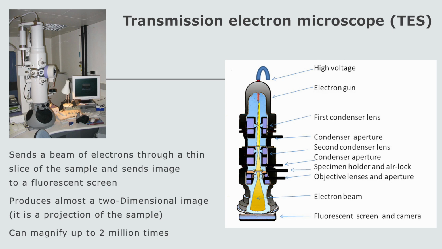There's a transmission electron microscope, the TEM. This sends a beam of electrons through a thin slice of a sample, and then it sends the image to a fluorescent screen. It's going to produce a two-dimensional image. It's a projection of the sample. It can magnify up to 2 million times.